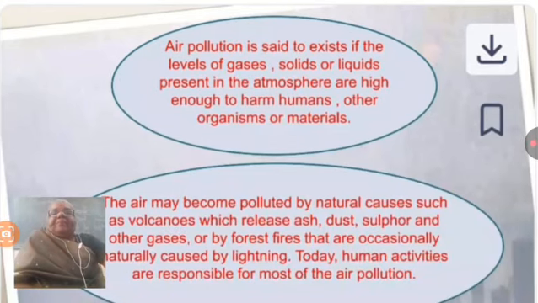Air pollution is said to exist if the levels of gases, solids or liquids present in the atmosphere are high enough to harm humans, plants, other organisms and even abiotic materials. Then we say the air is polluted. It may become polluted by natural causes such as volcanoes, natural disasters which release ash, dust, sulfur and other gases to the air, or by forest fires that are occasionally naturally caused by lightning. Nobody is to be blamed, and these are all natural phenomena. But today human activities are responsible for most of the air pollution. That is a very bad thing.